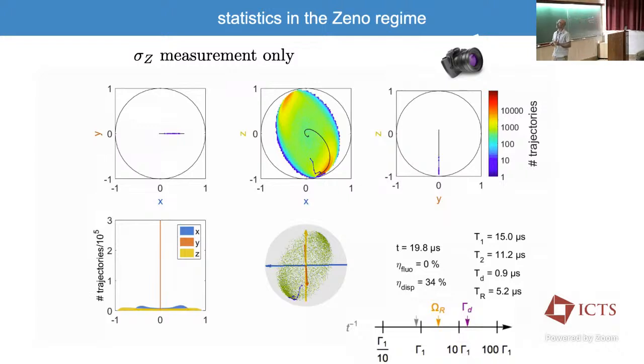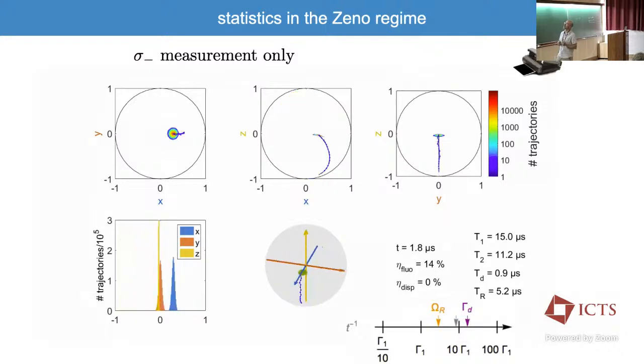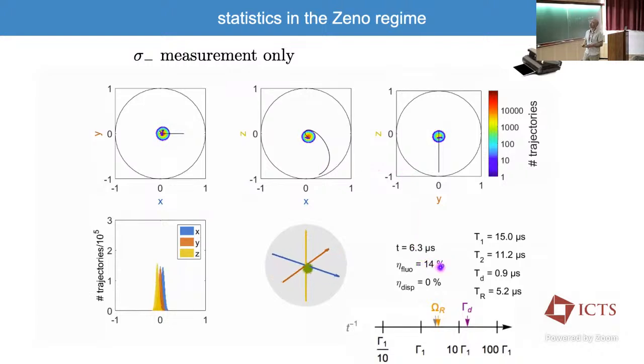Okay, but now if we are the other player at the casino and use sigma minus only, this player is actually a bit the unlucky one, because the efficiency of this record was 14%. So it has access to less information.